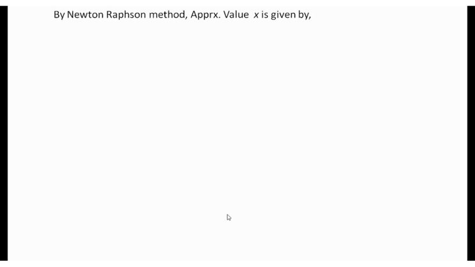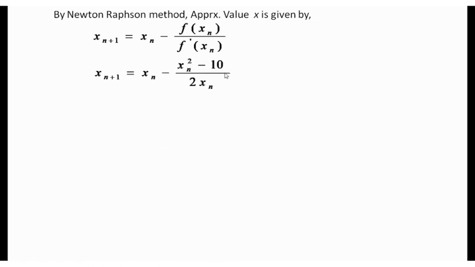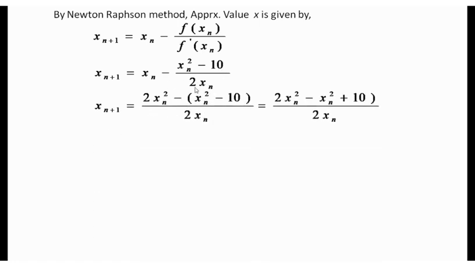So by Newton-Raphson method, approximate value of x is given by this formula. After substitution of f of xn and f dash xn, we get this. And after solving, we get equation number 2, that is x(n plus 1) is equals to (xn square plus 10) by 2xn. This equation will be used in all the 3 iterations.